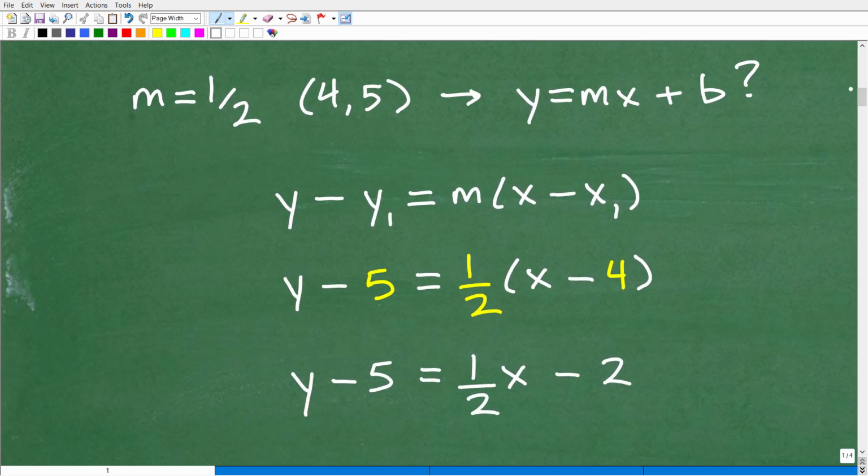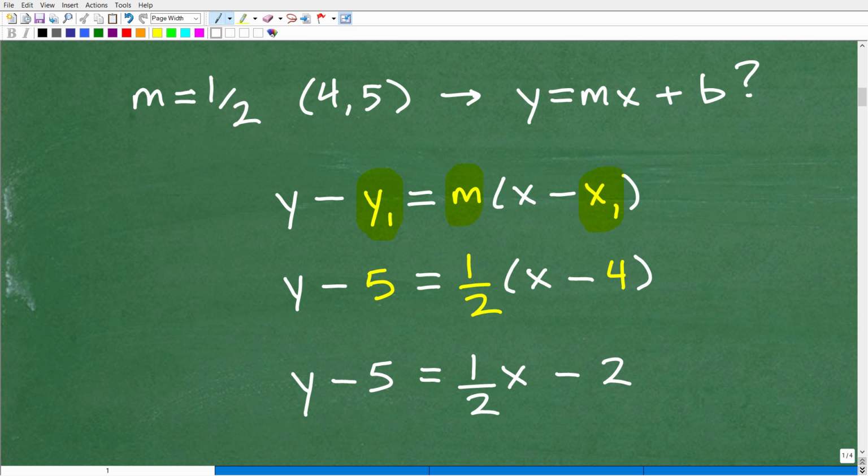So again, we want to find the equation of a line that passes through the point 4, 5 and has a slope of 1/2, and we want to write that equation in slope-intercept form, or y equals mx plus b form. So we're going to use the point slope formula. Now, looking at this formula, it's y minus y1 is equal to m times x minus x1. So this y1, this m, and this x1 are all the values that we're going to plug into this particular formula.